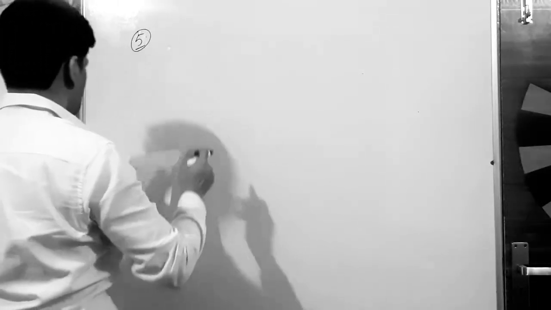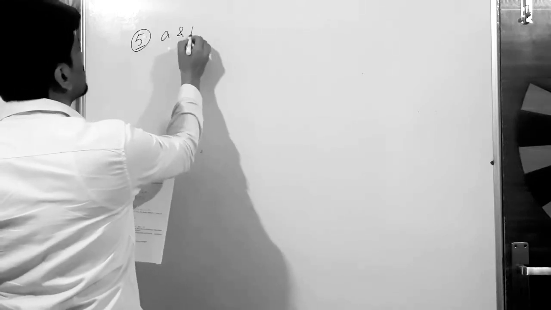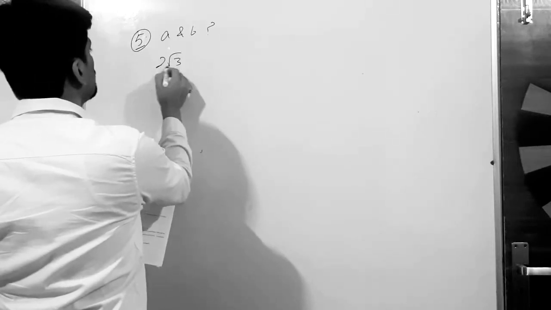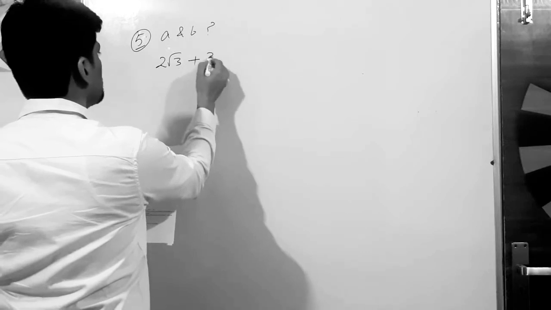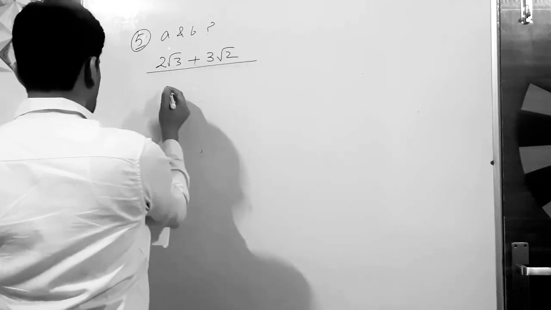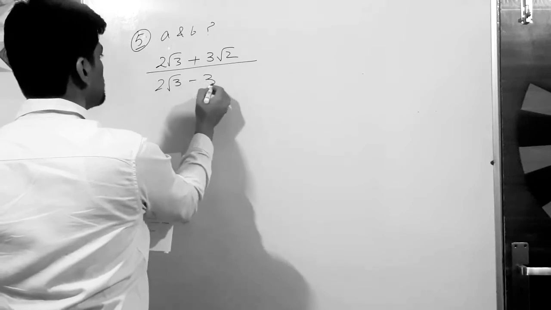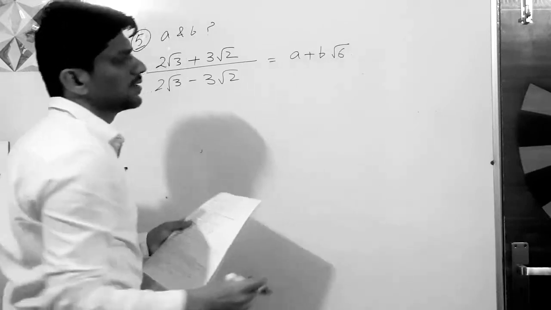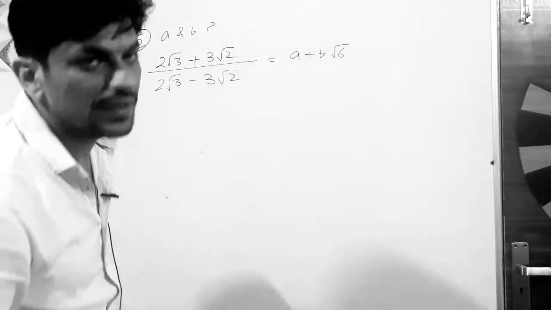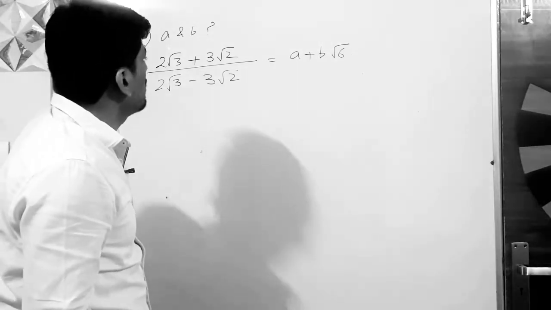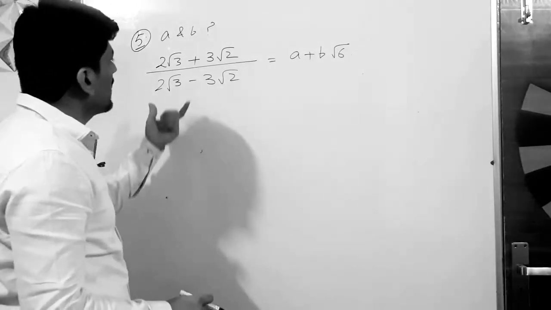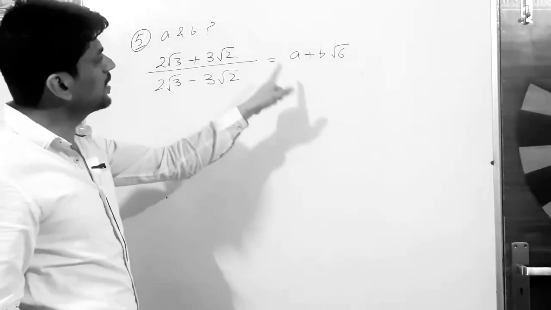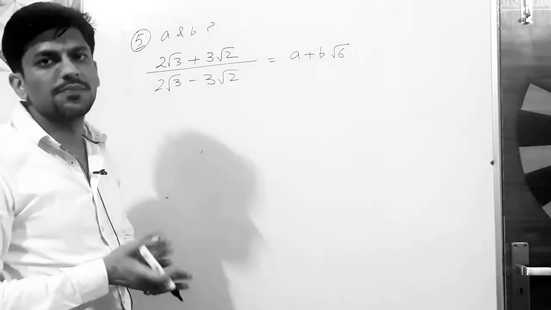Question number 5 is: find A and B. We are required to find the value of A and B, where it is given that (2 root 3 plus 3 root 2) divided by (2 root 3 minus 3 root 2) is equal to A plus B root 6. How will we find the value of A and B? Just simply rationalize the denominator, simplify the expression as A plus B root 6, and then compare.